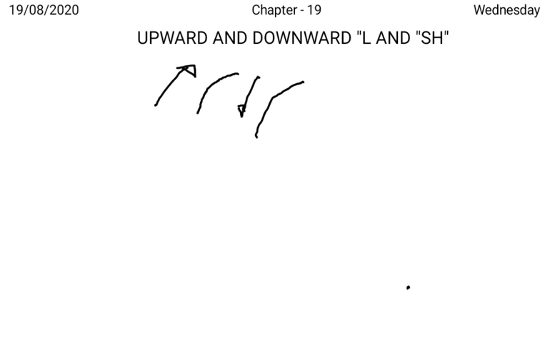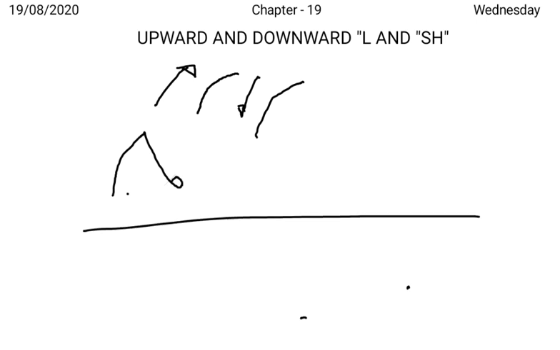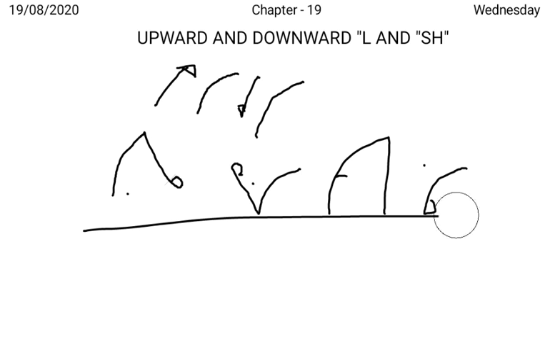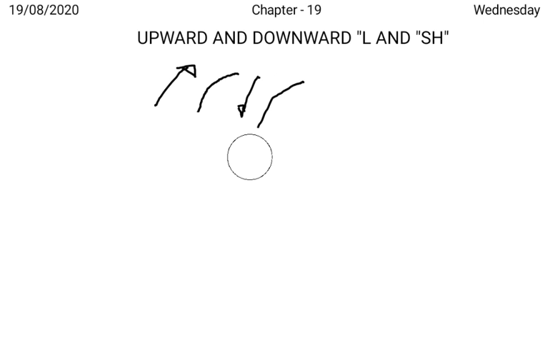This upward form of L is most commonly written form of consonant. For example, lapse, spell, load, sail, etc. So we use upward L very often.